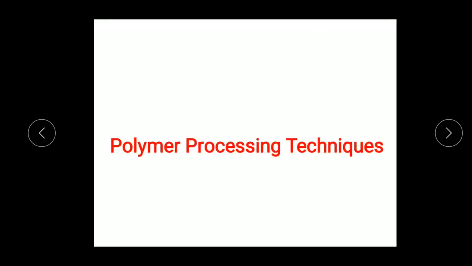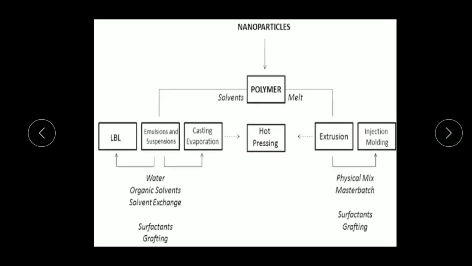Let's move on to the next topic, polymer processing techniques. To process the polymers, there are a number of techniques which we are going to adopt. As we can see in the chart on the slide, these are the polymer processing techniques. There are two types of polymers which we can use to process: one is solvent mixture polymers, the other is direct molten polymers.